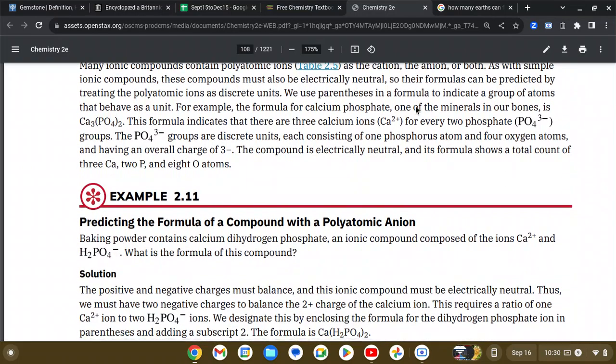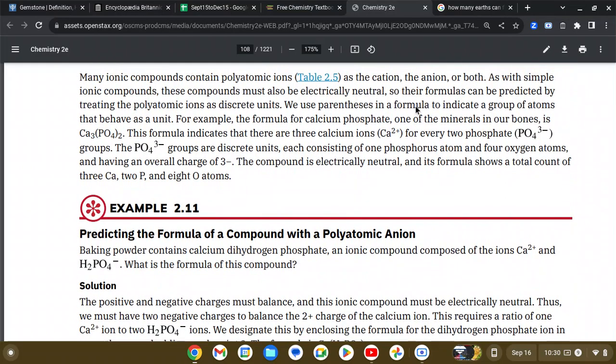Many ionic compounds contain polyatomic ions as the cation, the anion, or both. As with simple ionic compounds, these compounds must also be electrically neutral, so their formulas can be predicted by treating the polyatomic ions as discrete units. We use parentheses in a formula to indicate a group of atoms that behave as a unit.